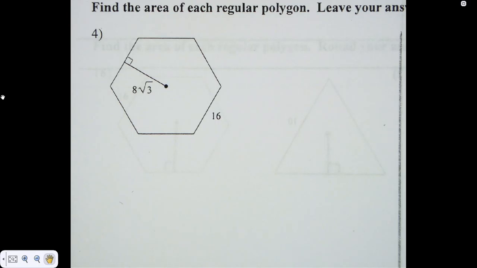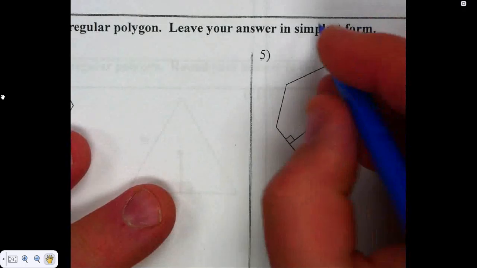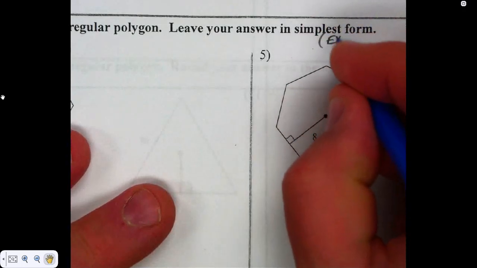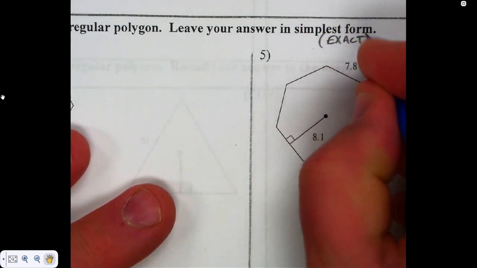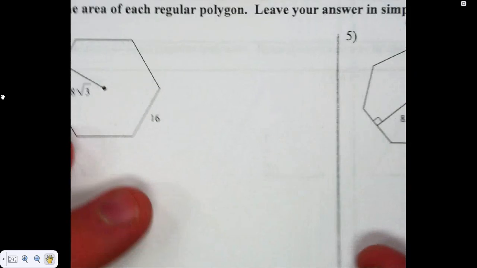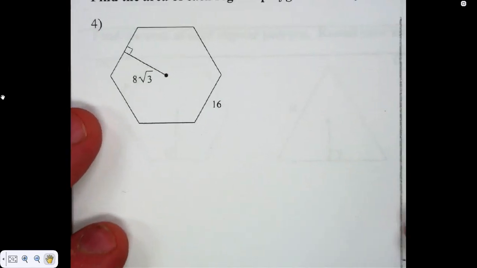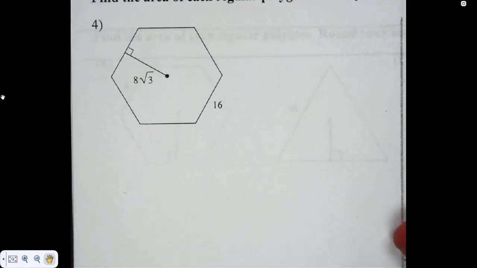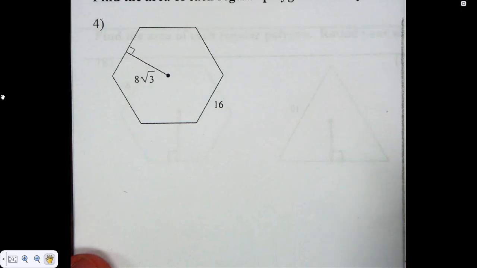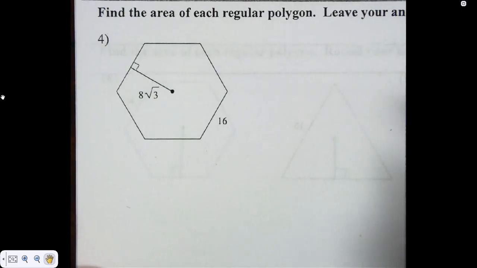What does it say here? It says leave your answer in what? Simplest form. I want you guys to think of it as basically telling you to leave it in exact form. That means no rounding, and no non-repeating, non-terminating decimals, you can't leave them as that. And you'll notice a lot of these, you have problems where I ask you to round to the tenth, then you'll have a set of problems where I ask you to what? Leave it in simplest form, or exact. You need to pay attention to that.